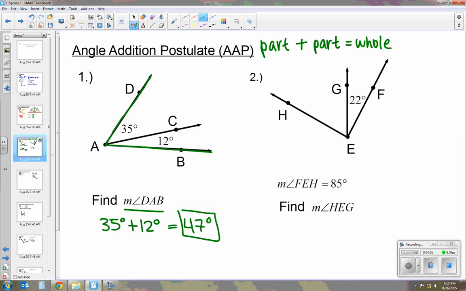Now this next one is a little bit different. This one I gave you a part, which is 22 degrees, but I also give you the measurement of FEH. And FEH is the whole thing, which is 85 degrees. I like to write it on the outside so I know that's the whole thing. Now if I have a whole and a part, we can subtract. We can do 85 minus 22 degrees. We can subtract to get the other piece, the HEG. Okay? So we get for this one 63 degrees.